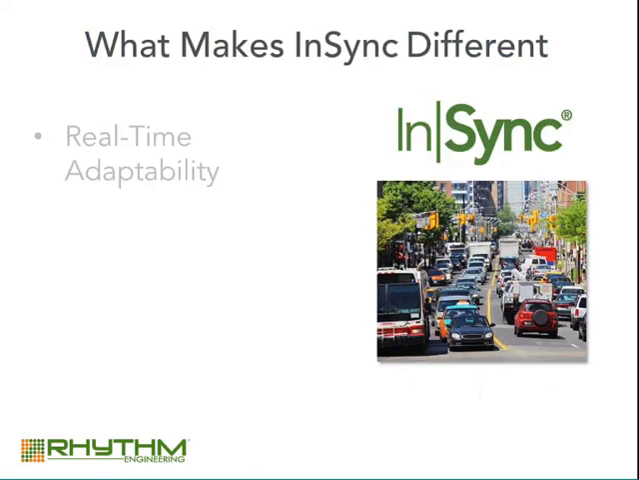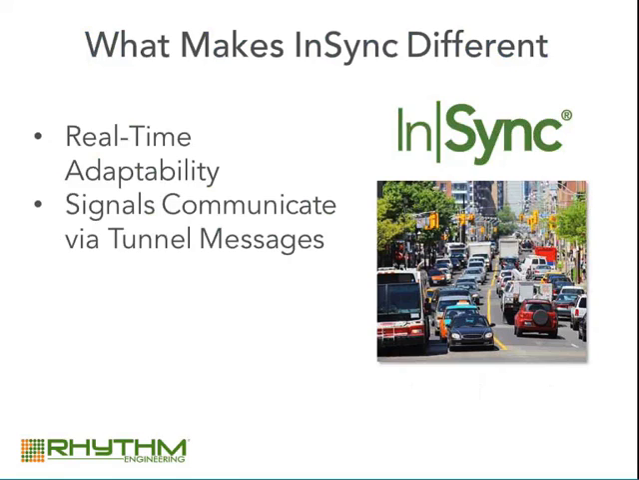NSYNC's real-time adaptability is what makes NSYNC different. Signals communicate with each other via tunnel messages so downstream intersections know when to expect platoons to arrive. Each intersection continuously monitors queue and wait time on all phases to dynamically allocate green time to adequately serve the intersection's demand. NSYNC does not use a ring structure, so it is free to pick the appropriate phase sequence to best serve demand at the intersection.